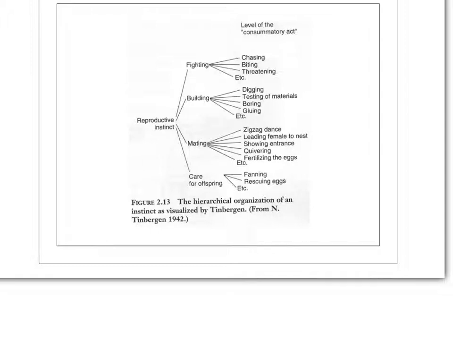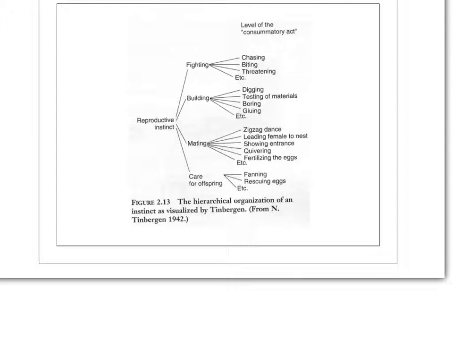So, we'll say reproductive instinct. Fighting. Well, there's chasing, biting, threatening. So the level of the actual act. Mating. There might be a courtship display. It might involve a zigzag dance, then leading a female to the nest, showing the entrance, quivering, and then finally fertilizing the eggs if the female actually lays in the nest.